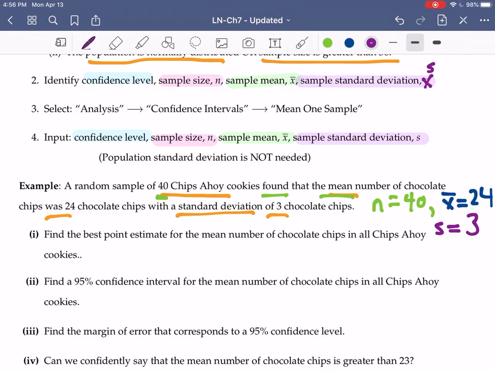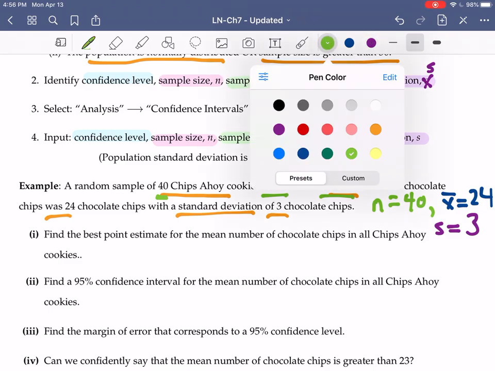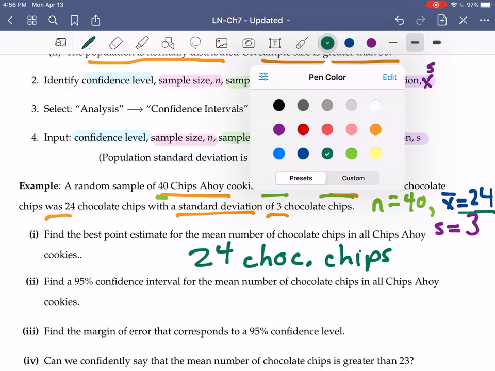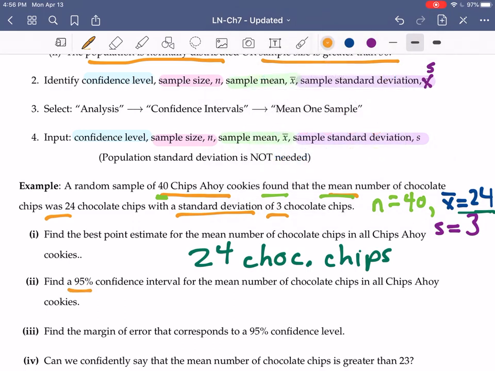All right, so let's answer some questions again. What is the best point estimate? If we can only guess one number for the mean number of chocolate chips in all Chips Ahoy cookies, my best guess comes from the mean for our sample, 24 chocolate chips. Next, we want to find a 95% confidence interval. So our confidence level is 0.95. We're going to take that 0.95, the 40, the 24, and the 3 all over to StatDisk.